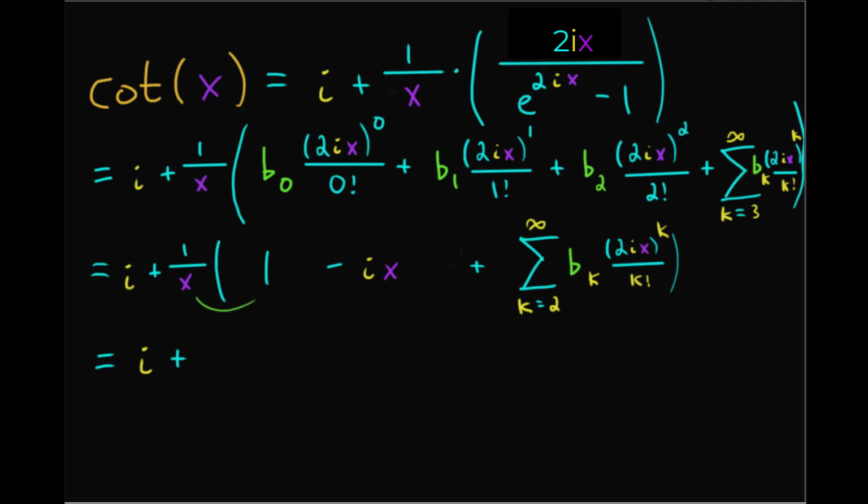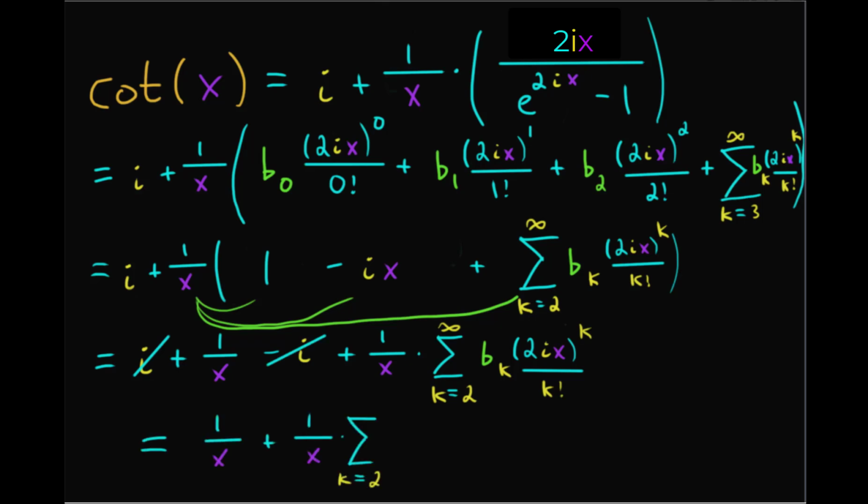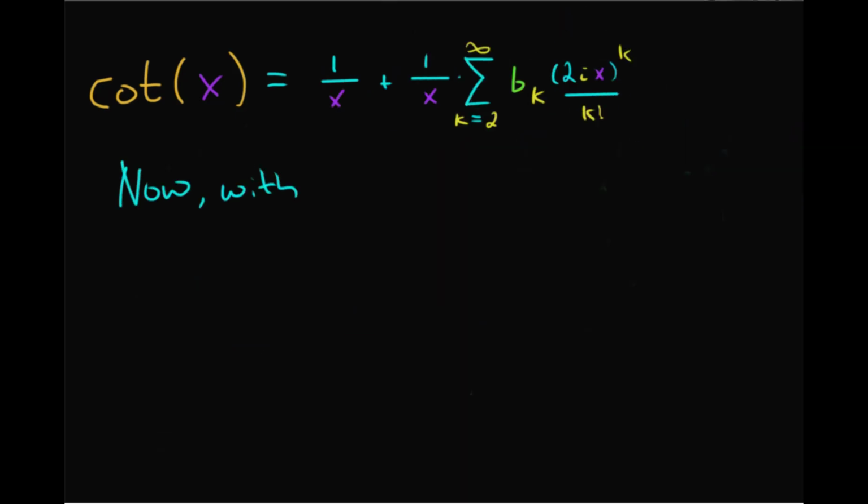So when I do that, I have cotangent of x equals i plus 1 over x times 1 plus 1 over x times minus ix plus 1 over x times this sum. So I get i plus 1 over x minus i plus 1 over x times the sum from k equals 2 to infinity of b sub k times the quantity 2ix to the kth power over k factorial. Now the i's cancel, and I get cotangent of x equals 1 over x plus 1 over x times this indexed sum. Now let me bring that expression to the top line there.